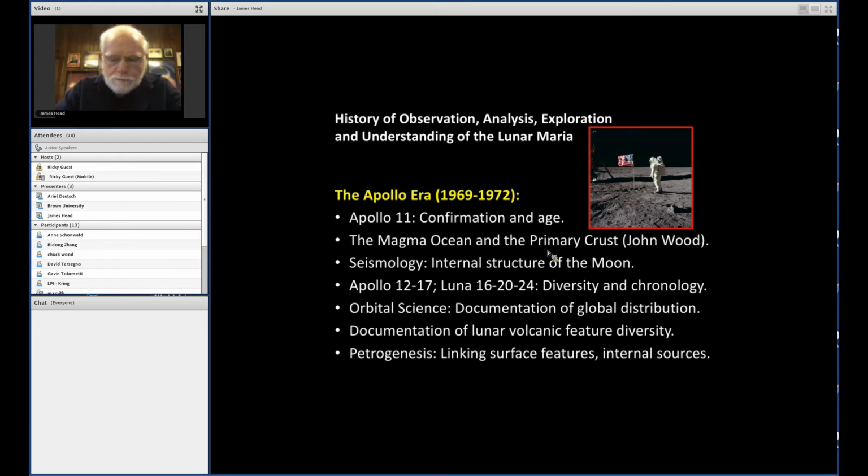And at that same time, a geologist from Smithsonian Astrophysical Observatory, John Wood, actually took the soil samples from Apollo. Everybody's excited about the big rocks and the dates, and he looked at the soils, and from the anorthositic fragments in the soil, essentially proposed the magma ocean model and the formation of the primary crust.